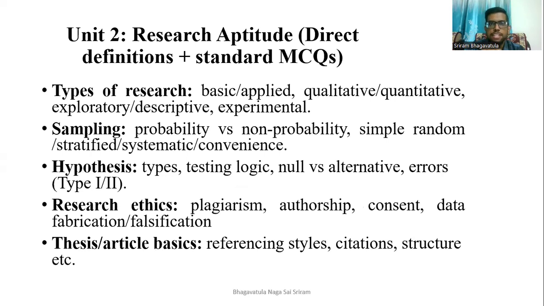Out of it, the first one is types of research. What are the different types of research? Basic or applied research, quantitative or qualitative, exploratory or descriptive, experimental. These are the different terminologies or concepts. By knowing these concepts, you will be able to answer the questions asked in the UGC NET examination. Now the time is limited, I can't explain everything, but quantitative is based on numbers.